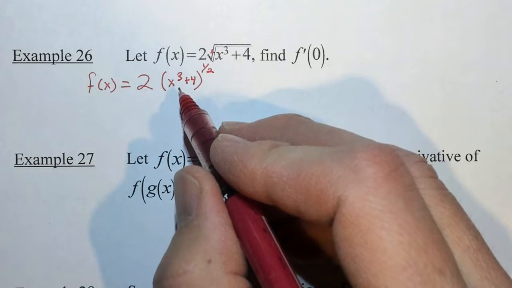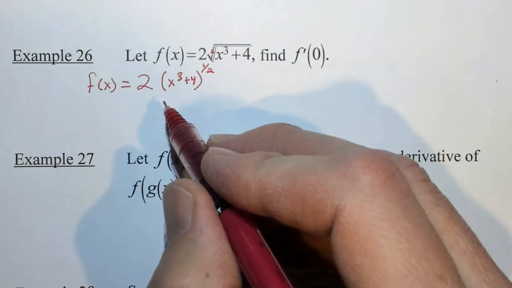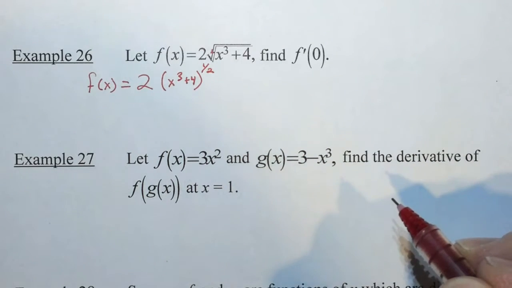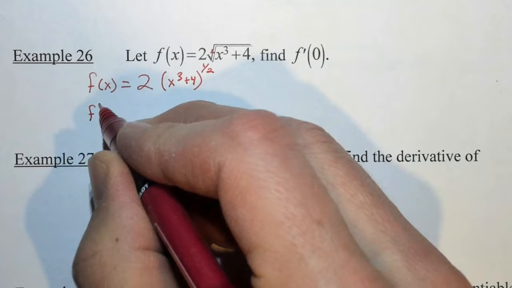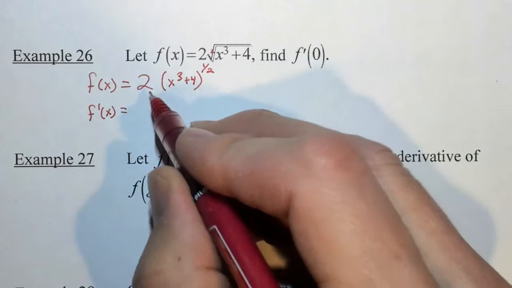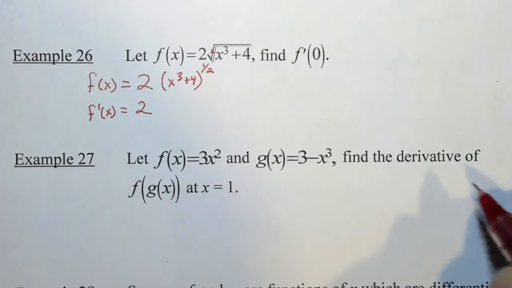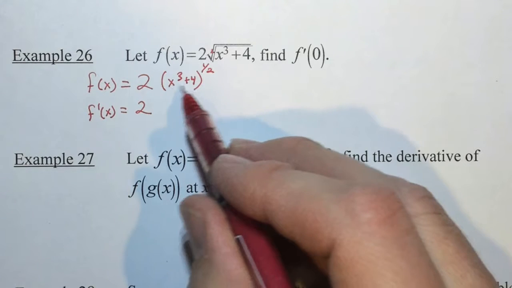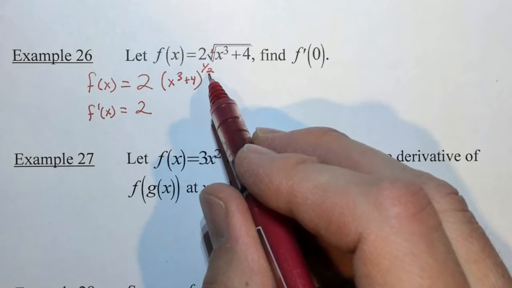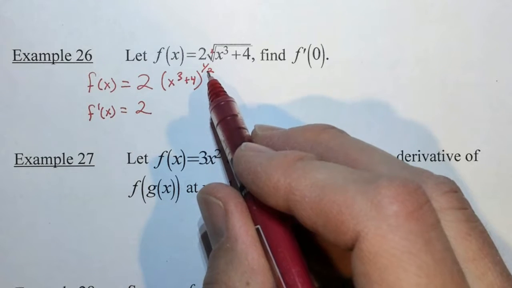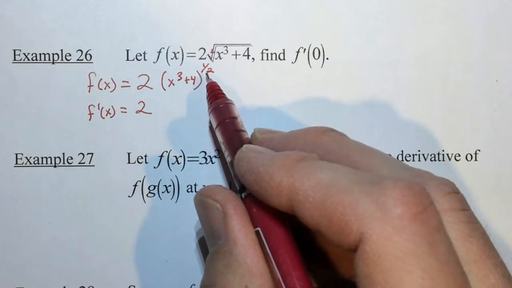Now, example 26 looks a lot like example number 22 up the top of the page. We can perform the chain rule on it. So let's go ahead and do so. So f prime of x, 2 is a coefficient, so it's going to stay. Then we have an inner function, x cubed plus 4, to the 1/2 power. The outer function is the 1/2 power, something to the 1/2 power.